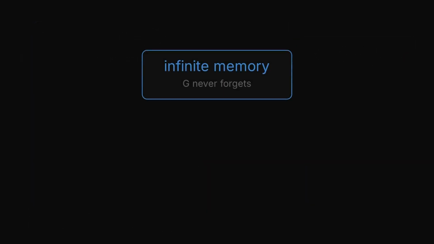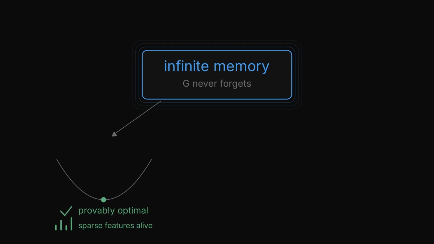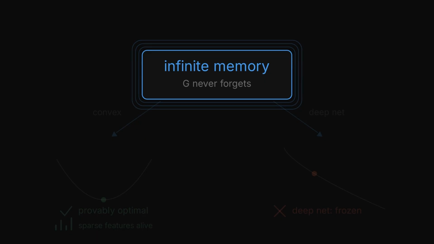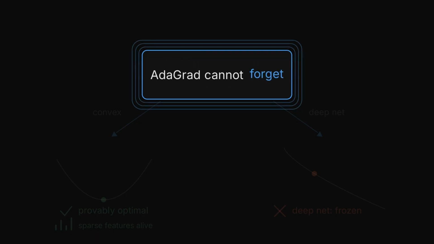Here's the counterintuitive gem. The very thing that makes AdaGrad wonderful, its infinite memory, the full sum that hands it convex guarantees and keeps sparse features alive, is the exact thing that kills it in deep learning. Same trait, two fates, decided entirely by context. The strength and the fatal flaw are one and the same. The whole problem fits in one word. AdaGrad cannot forget. So, what if we taught it to forget?